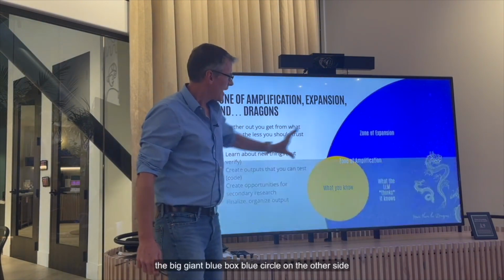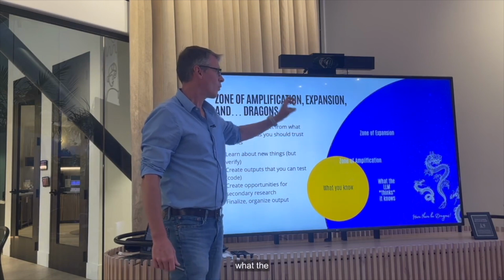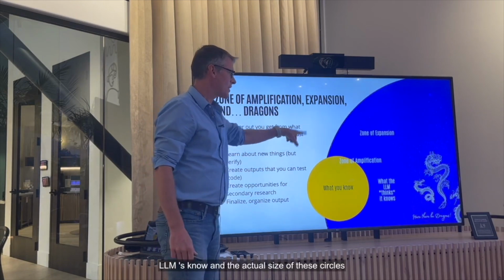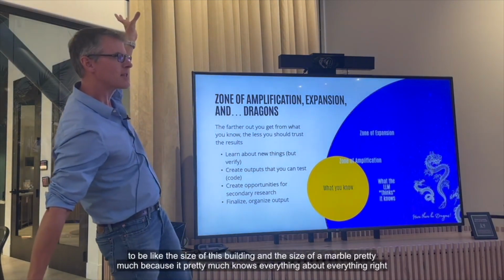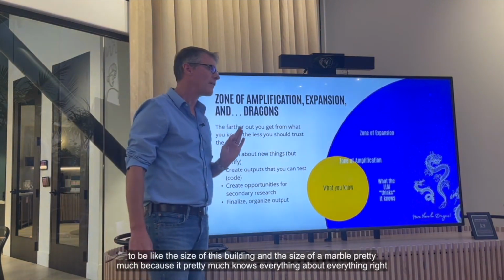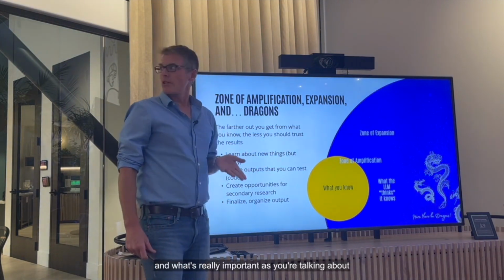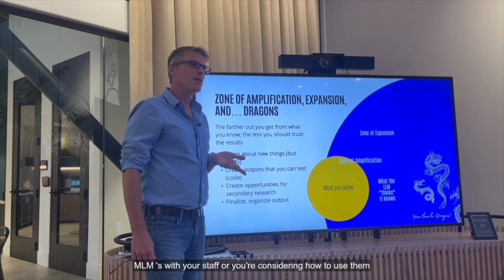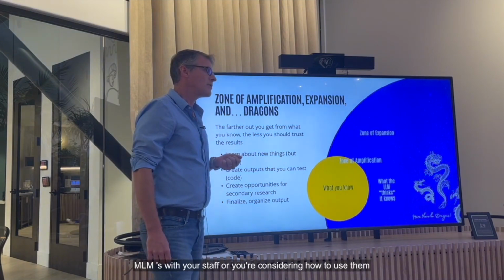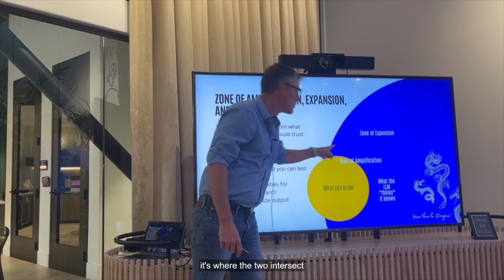The big giant blue circle on the other side is what the LLMs know, and the actual size of these circles would be like the size of this building and the size of a marble, because it pretty much knows everything about everything, right? And what's really important as you're talking about LLMs with your staff, or considering how to use them, is this zone right over here. It's where the two intersect.